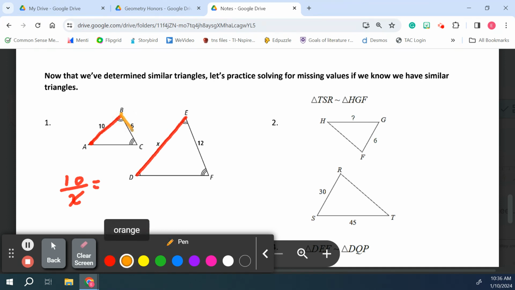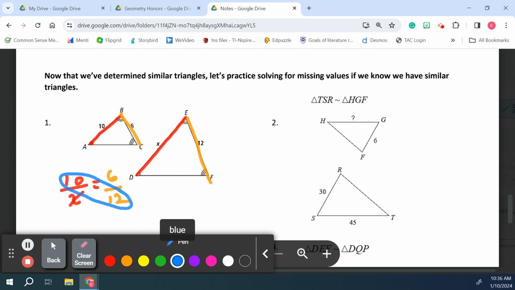Now for this guy, BC, I see that it's EF. That should be similar. So I'm going to set this up as 6/12. You guys remember this from like Algebra 1 or middle school, right? This is a proportion. All right? So I'm going to multiply those two across and these two across, leaving me with 10 times 12 equals 6 times x. This leaves me with 120 equals 6x, and we're just solving for x.